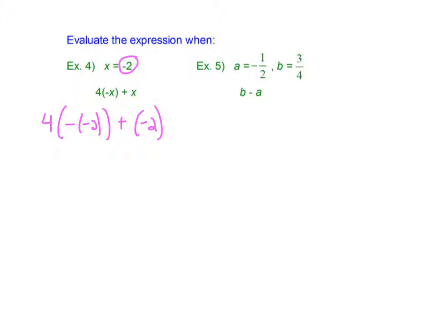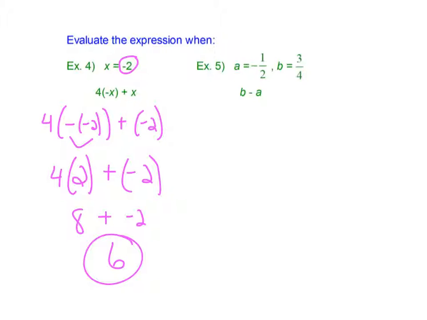Now I have to evaluate this. So first I do the parentheses, and in here I have a -2. That means I have the opposite of a -2, which is a +2. So that means I'm going to multiply 4 times 2, and then I'm going to add -2 to it. So 4 times 2 is 8. If I add a -2 to that, then I would get a +6.